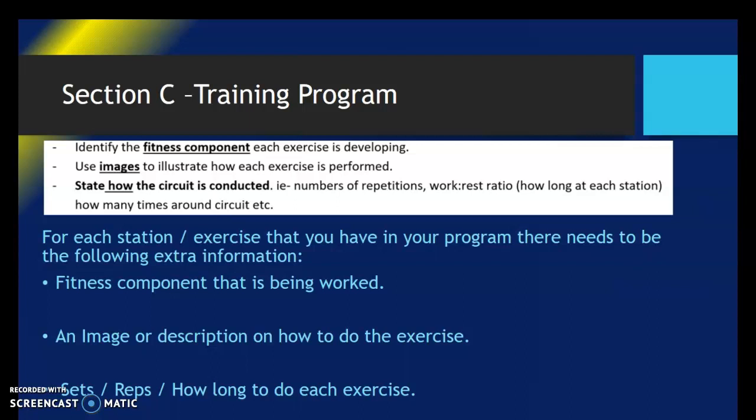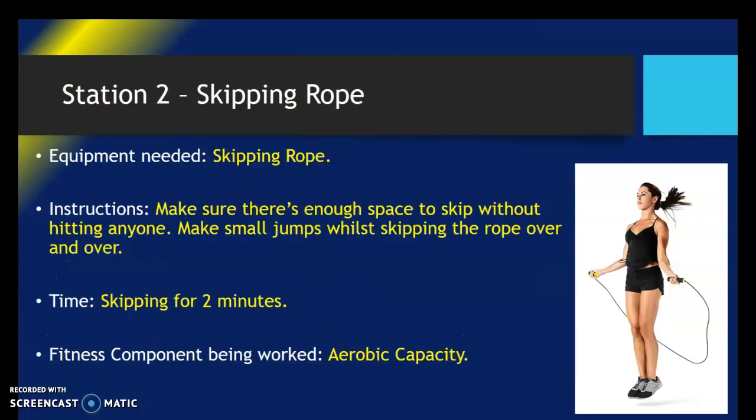So here's a little example to help you out. This is station 2 from my circuit that I've written for Miss Gallagher, and she needs to go and get a skipping rope, which as a trainer I should already have ready to go for her. So she'll grab the skipping rope, and my instructions to Miss Gallagher is make sure that there's enough space to skip without hitting anybody or objects and things around you.